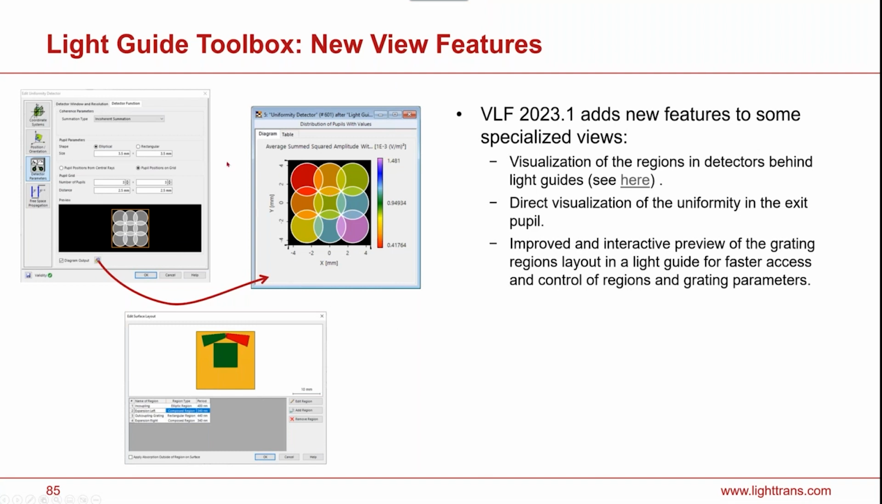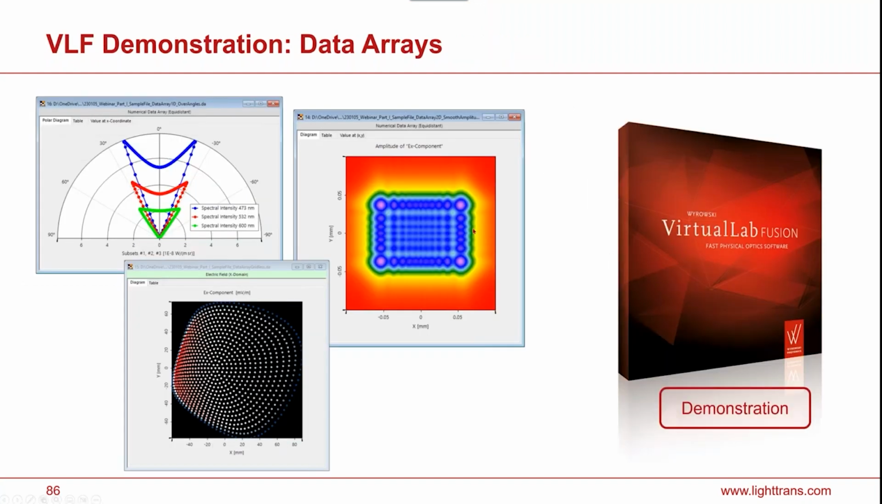Here you see now that in the light guide toolbox, when you consider the uniformity of your different channels in your iBox, now that can be illustrated directly by color encoding here in a very, very fast way. We also use our new graphic tools and techniques to have a more interactive interaction with the grating regions in the light guide toolbox. So we add some kind of new tools to add that.